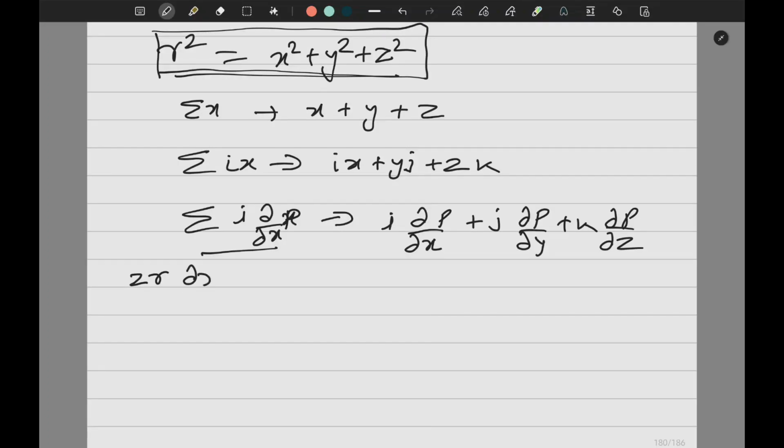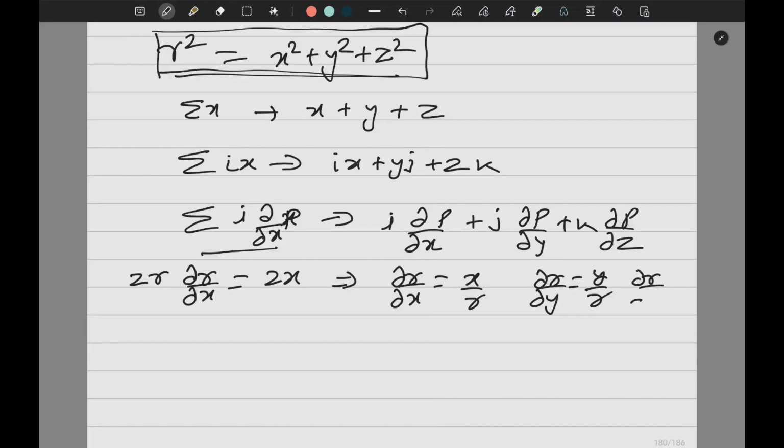2r ∂r/∂x = 2x, which implies ∂r/∂x = x/r. Now since it is a symmetric function, this we have already learned in partial differentiation. So ∂r/∂y = y/r, and ∂r/∂z = z/r. Correct?